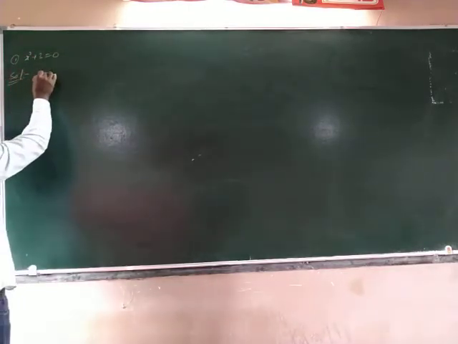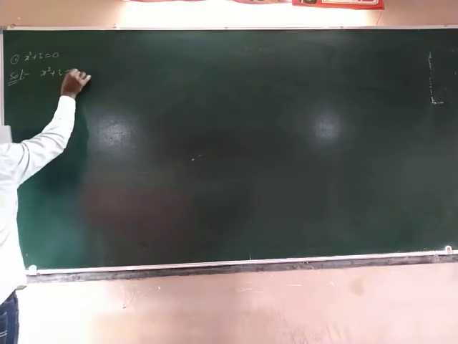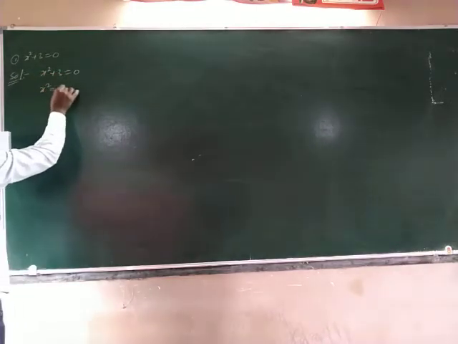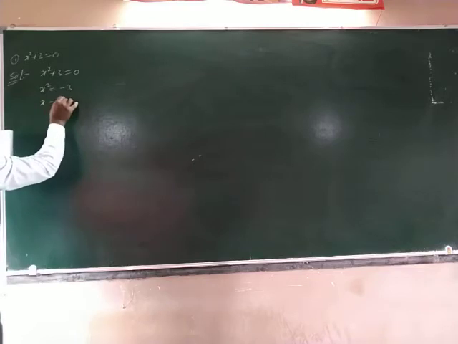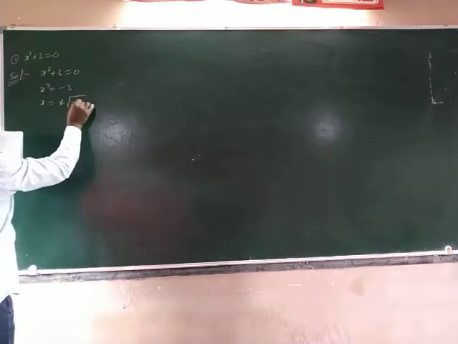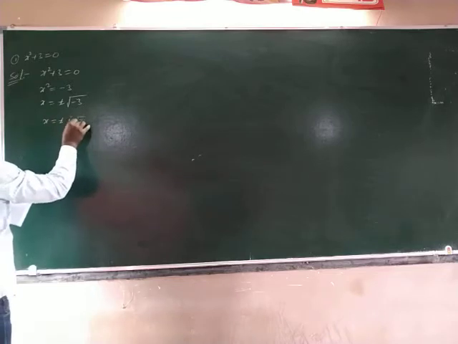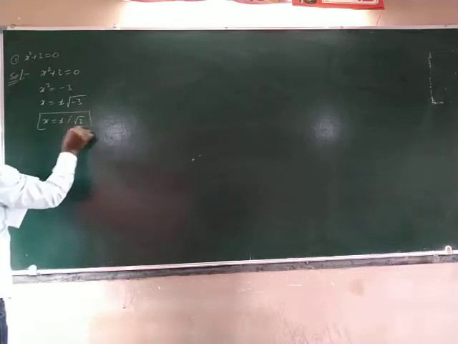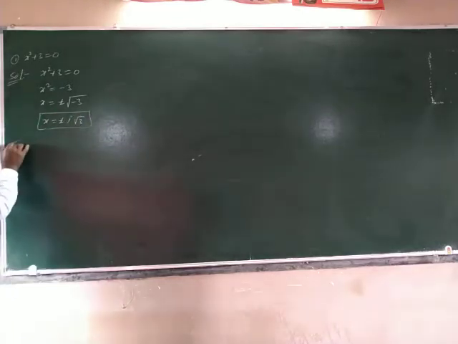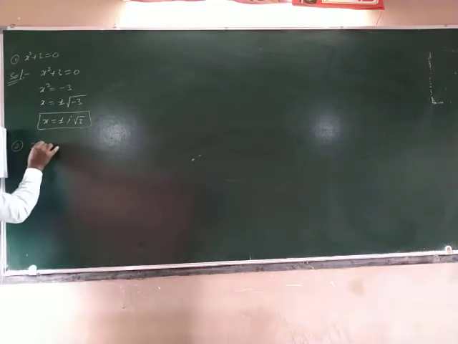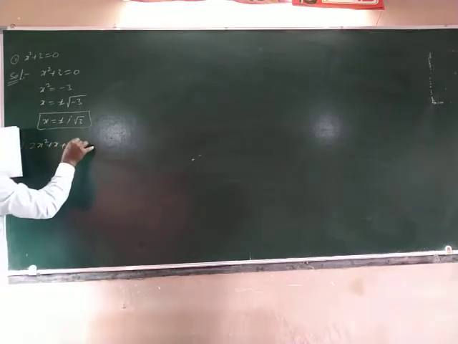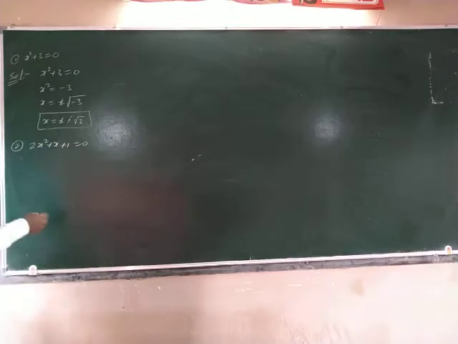Solution, x square plus 3 equal to 0. X square is equal to minus 3. X is equal to plus or minus square root of minus 3. Therefore, x is equal to plus or minus I root 3 is the answer. Next, second one, 2x square plus x plus 1 equal to 0.